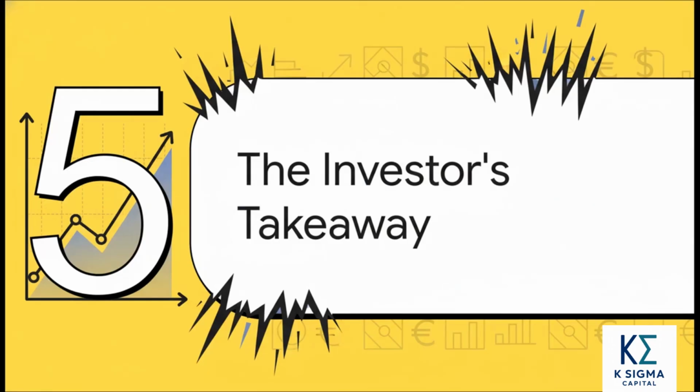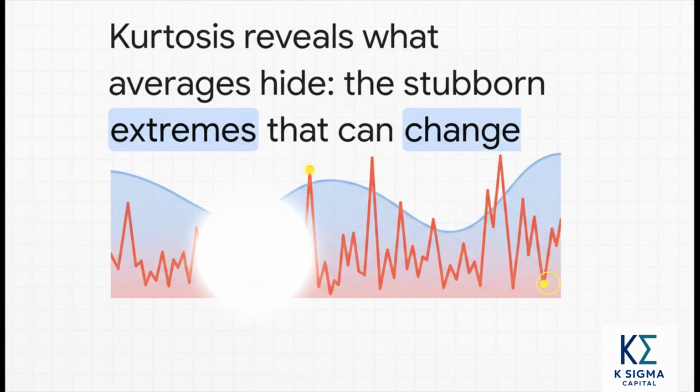All right, let's wrap this up. What's the bottom line here? What does all this mean for you, an investor, trying to make sense of the markets? If you remember one thing from all this, make it this. Kurtosis shows you what the averages and standard deviations try to hide. It reveals the potential for those stubborn, extreme events that can absolutely change everything for your portfolio.